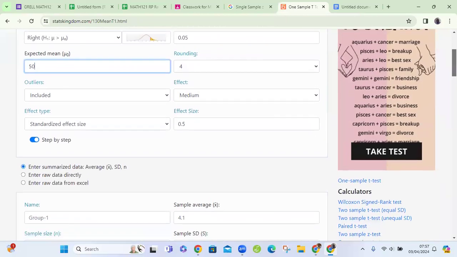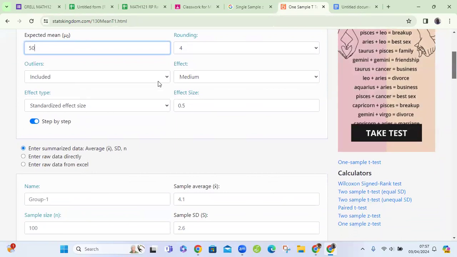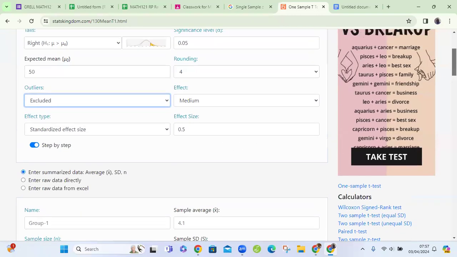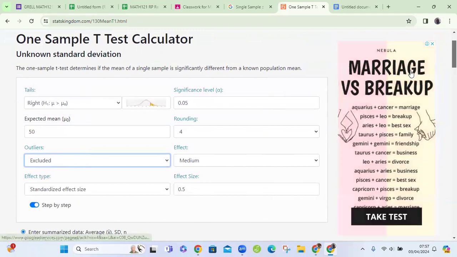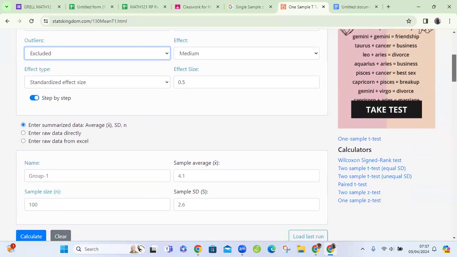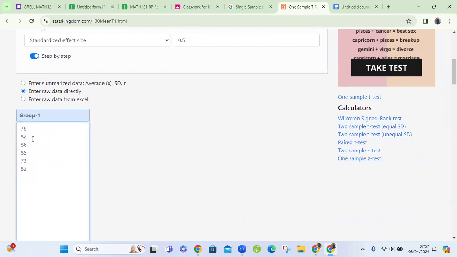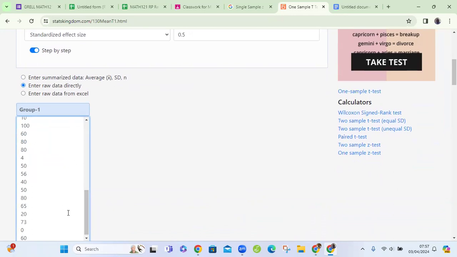And for these other statistics, outliers and so forth, we can exclude the outliers because I see a 0 there. Effect size is 0.5, significance is 0.05. That's what we are very familiar with. And we can tick the option, raw data directly, so we can paste our data. We have already copied it. Control-V, paste our data. So it will ignore those outliers, those 4 and 0s and so forth.